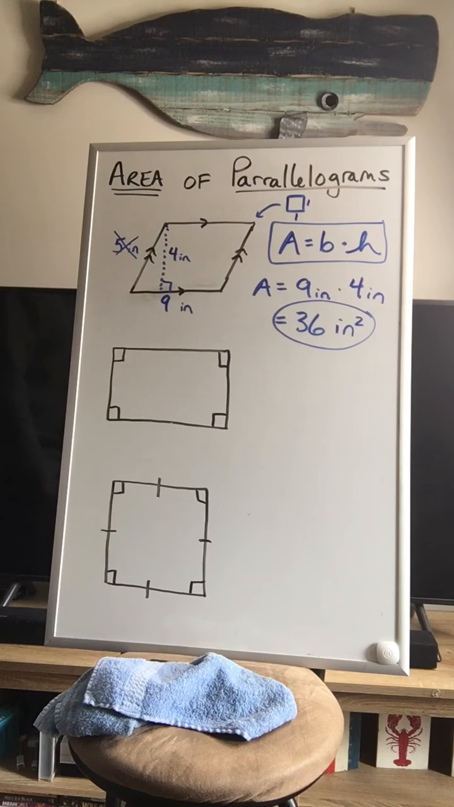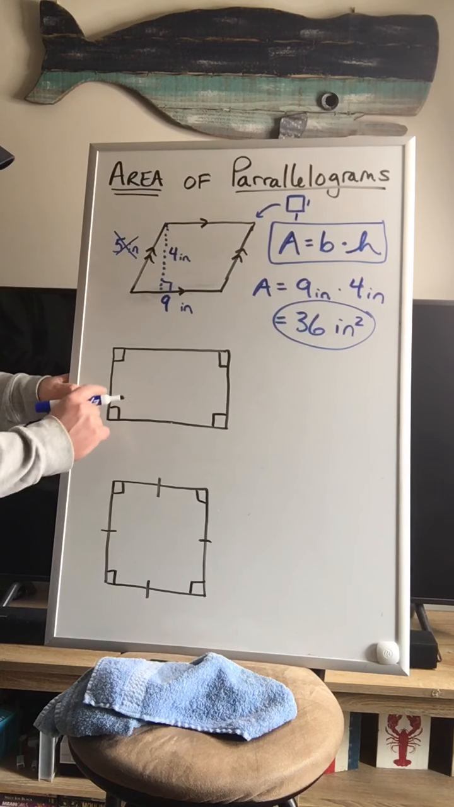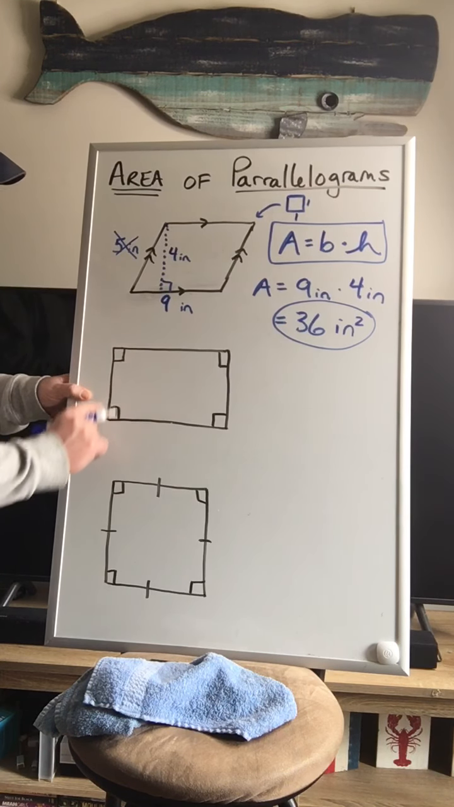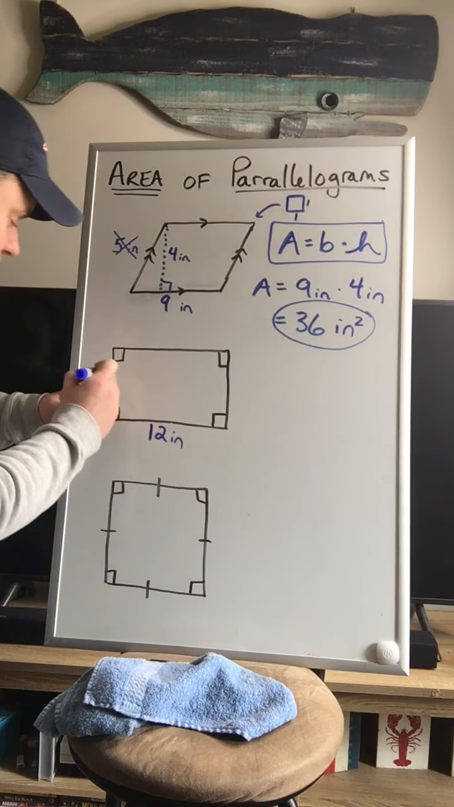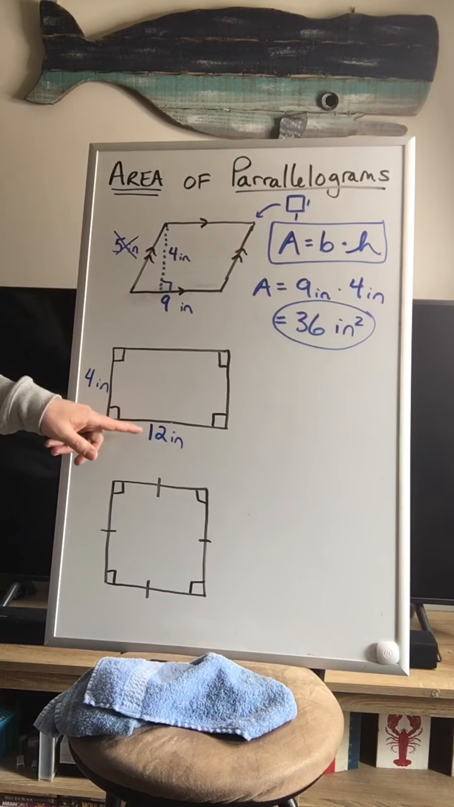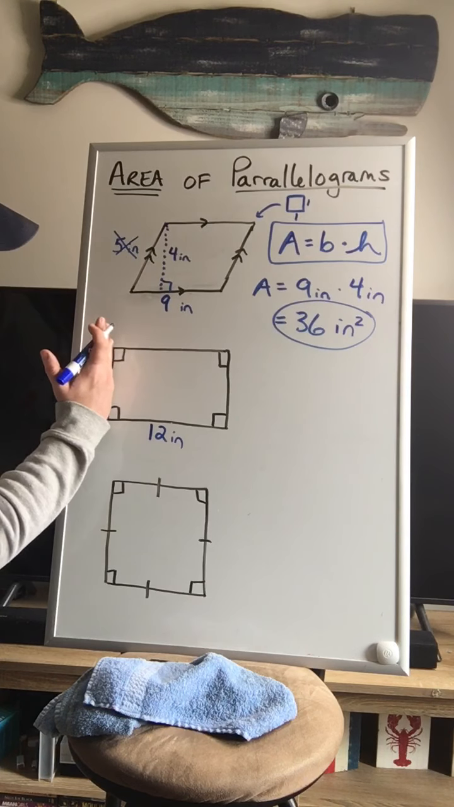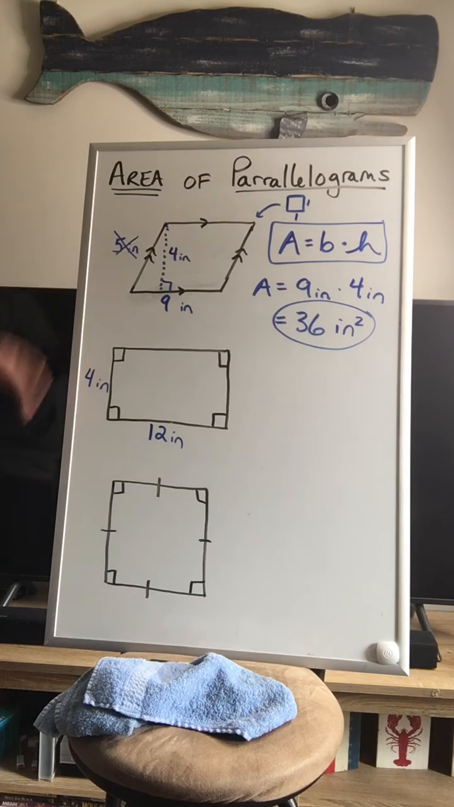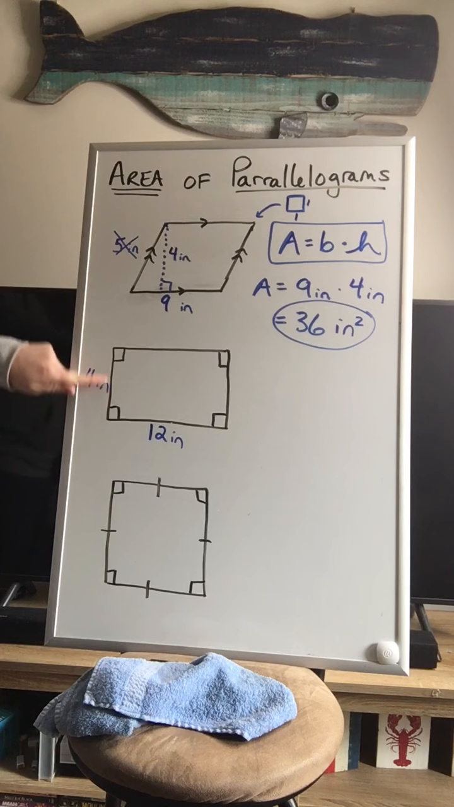Now with rectangles and squares, it's a little simpler, because since the sides form a right angle, the height is the other side here. So if I knew that this was 12 inches, and this was 4 inches, then if this is the base, this is the height, because it is forming a straight up and down right angle. Over here, this side wasn't the height because it was slanted. We needed to know the straight up and down height. But here, this is the height.